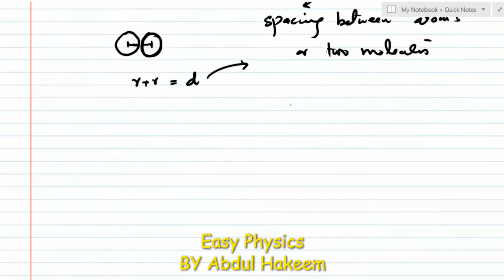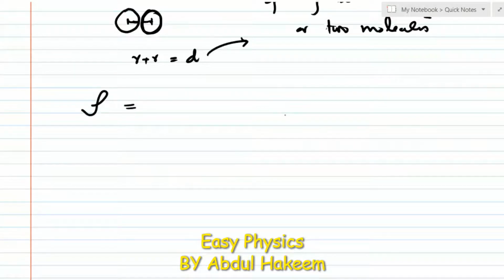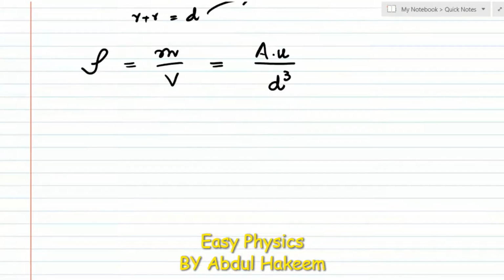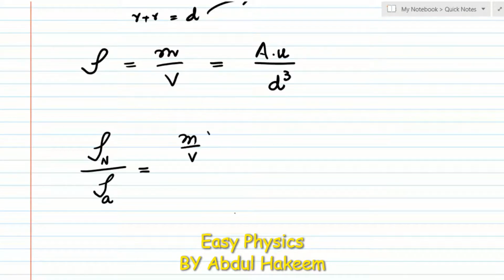Now come to the density. Density is equal to mass over volume. So the mass is represented by AU and the volume represented by diameter cube. You can write 4 by 3 pi r cube, pi by 6 diameter cube, or this is the shortcut, diameter cube. Now, we have to compare the density of the nucleus and the density of the atom. So the density of the nucleus divided by density of the atom ratio is equal to mass over volume of the nucleus divided by mass over volume of the atom.